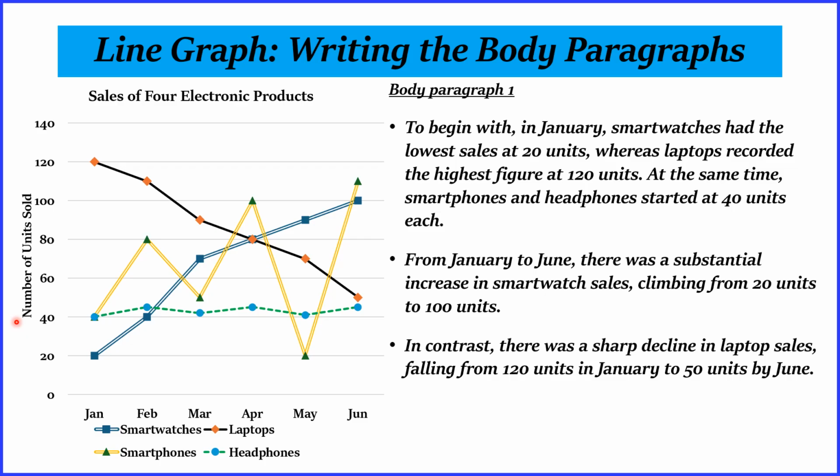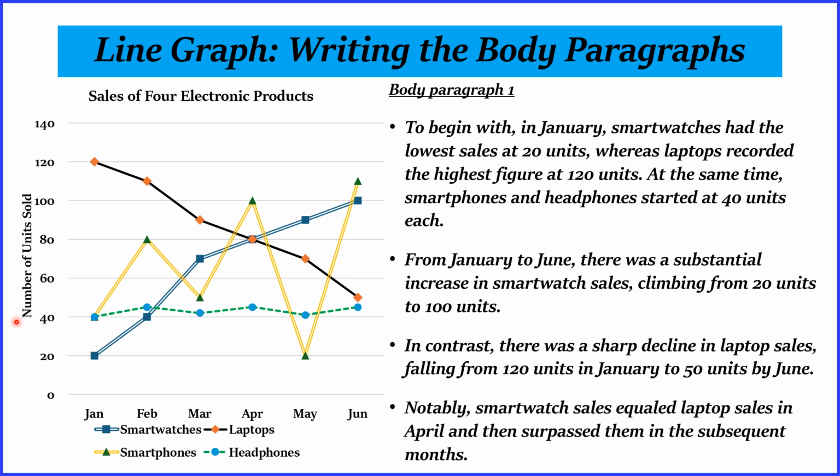After describing trends, we can also mention significant comparisons. For instance, notably, smartwatch sales equaled laptop sales in April and then surpassed them in the subsequent months. This highlights a key event in the data and shows how the rankings changed over time. These are the main points that should be included in the first body paragraph. By following this approach, we ensure that our writing is clear, structured, and effectively presents the most important trends.